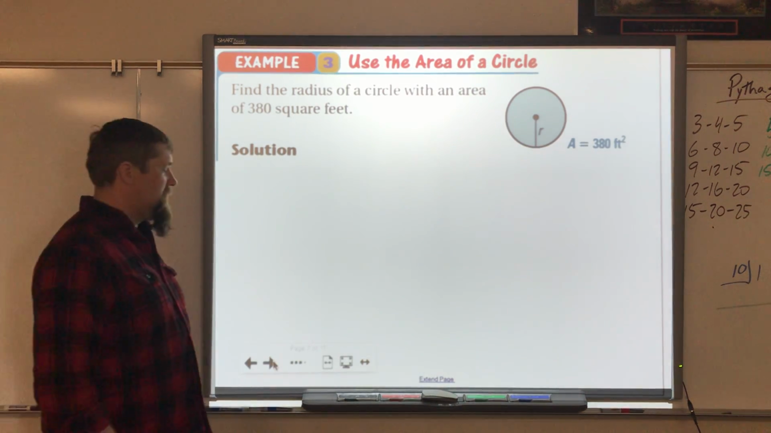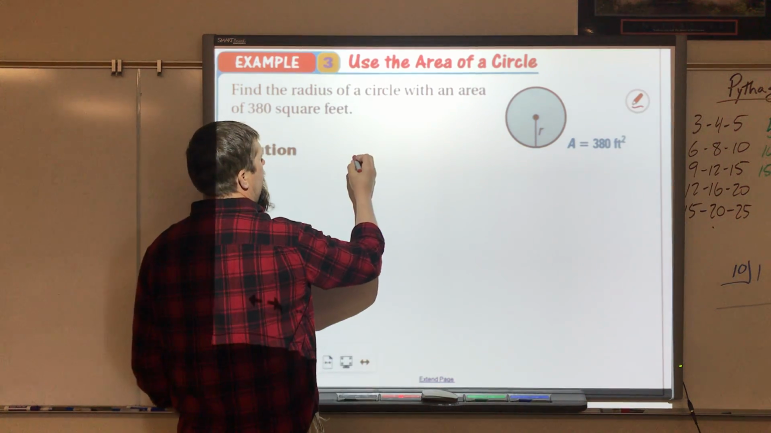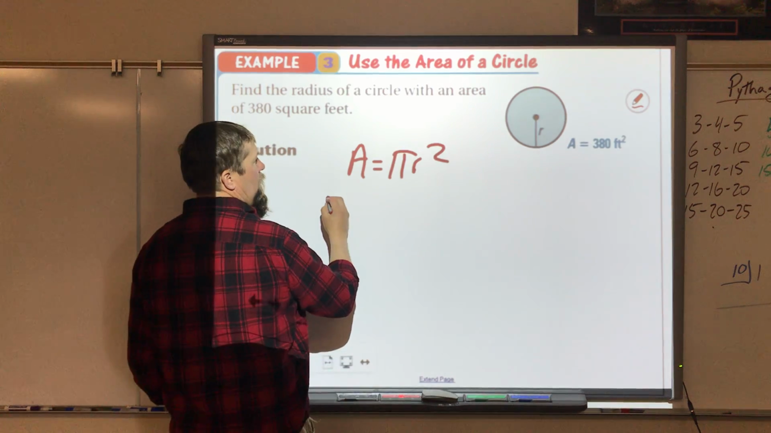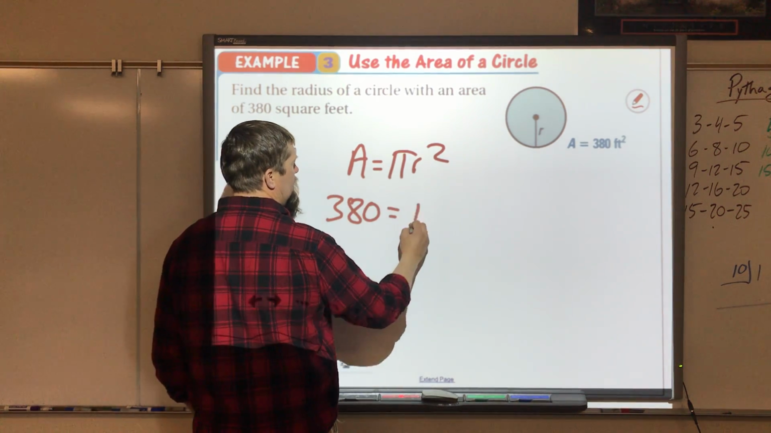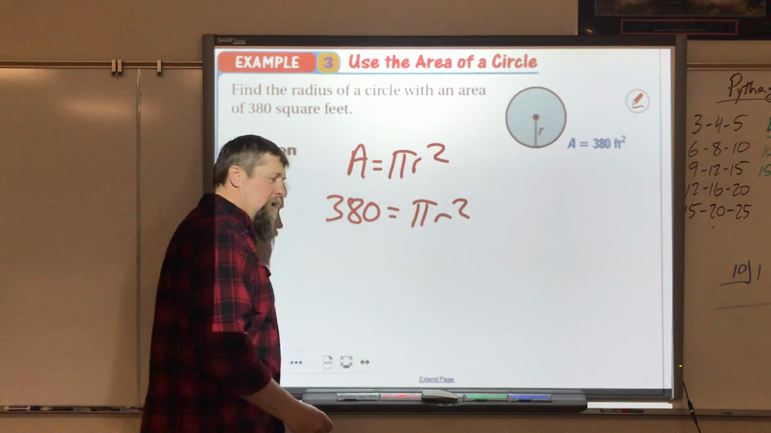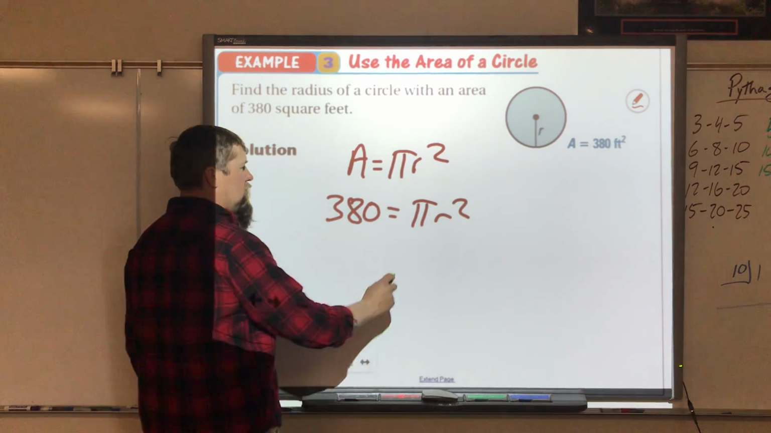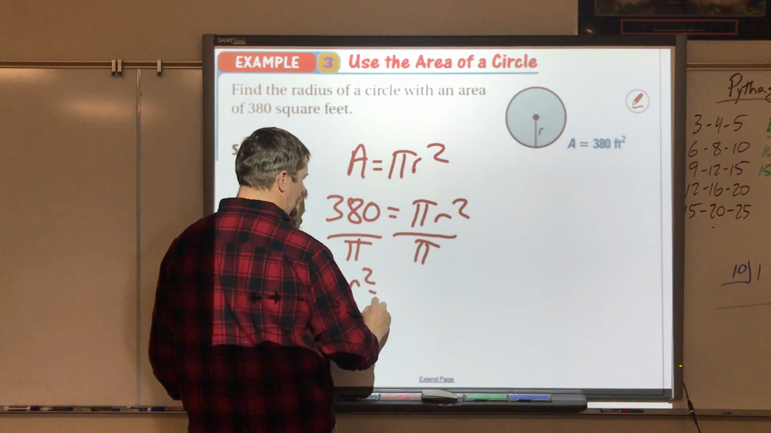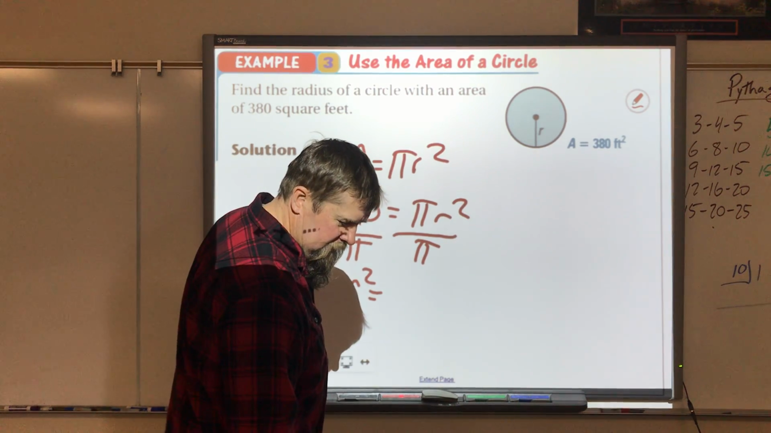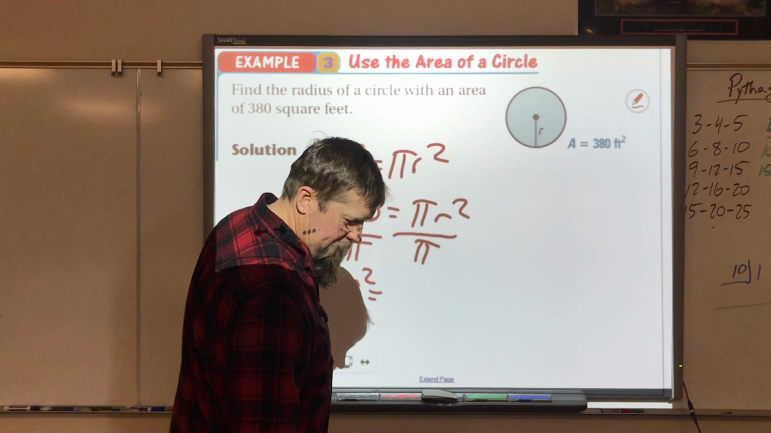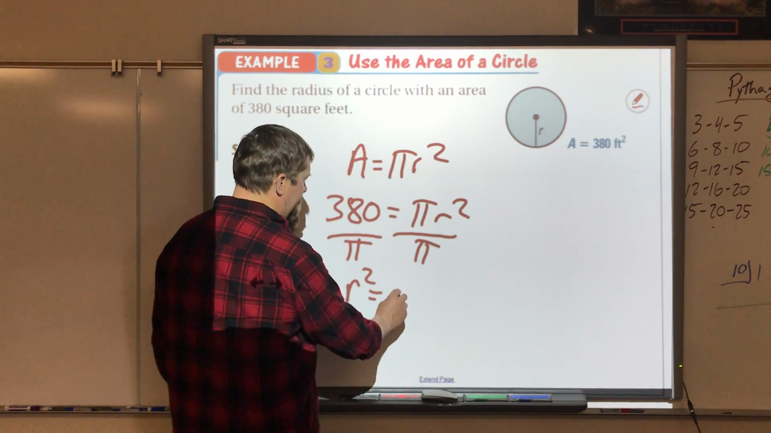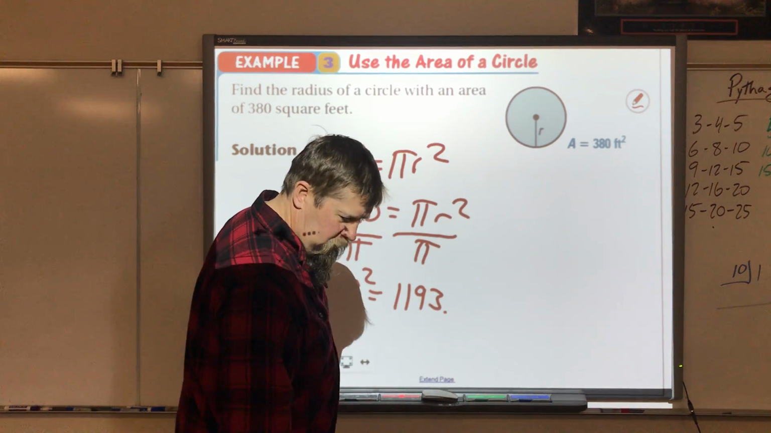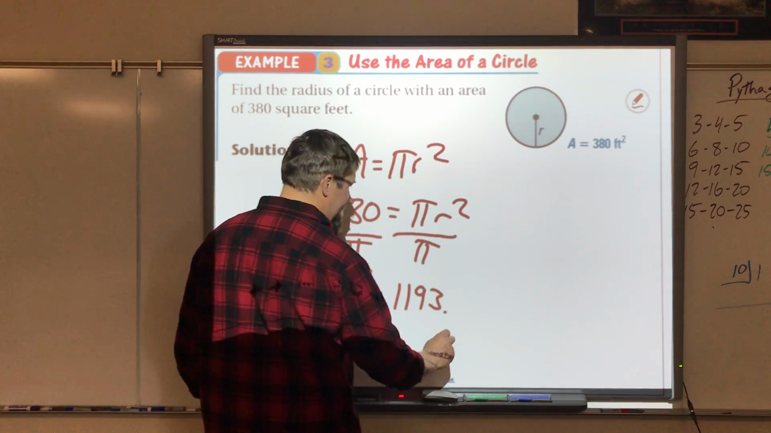Find the radius. This time we are given the area, so A equals pi r squared. We have 380 equals pi r squared. So now we are looking for the radius. So I'm going to divide by pi first. So r squared is approximately 380 divided by pi, which is 1,193.8052.